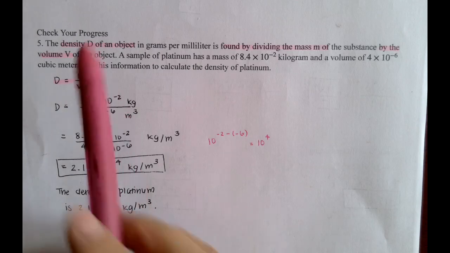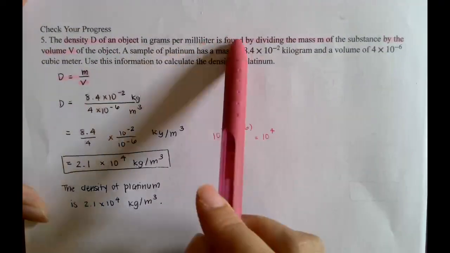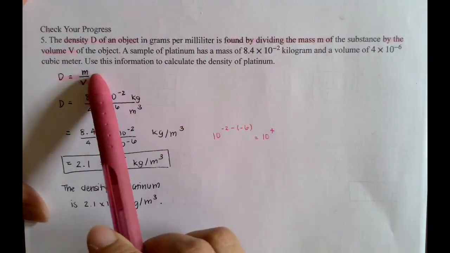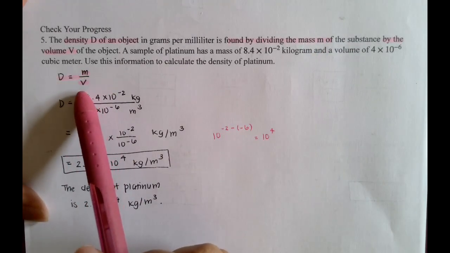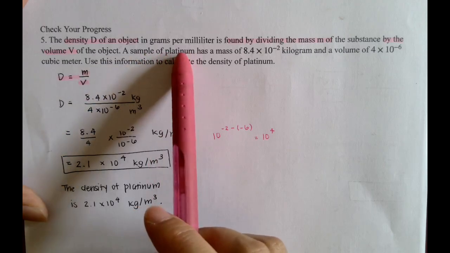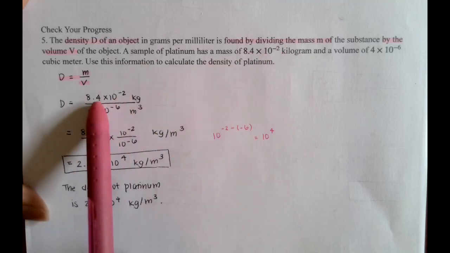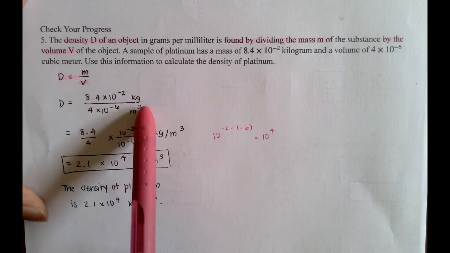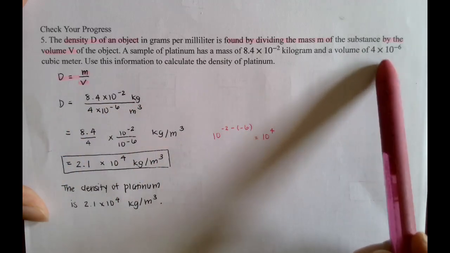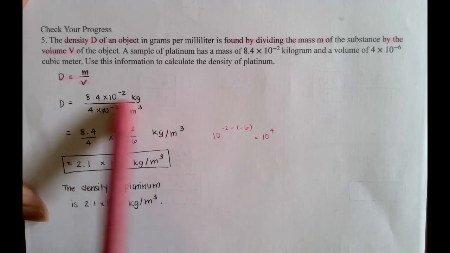Okay. So the first sentence in number 5 gives us the formula. It tells us that the density of an object is found by dividing the mass, m here, by the volume. So D equals m divided by V. Okay. Here it tells us that the sample of platinum has a mass of 8.4 times 10 to the negative 2nd kilograms. So that's my mass, so I replaced m with that. Then it tells me that the volume is 4 times 10 to the negative 6 cubic meters, so that's here for volume.